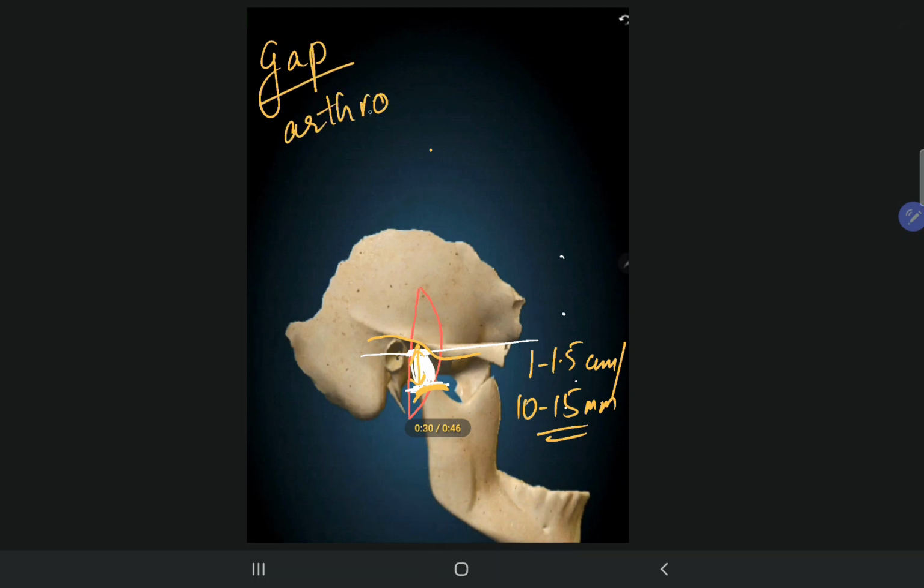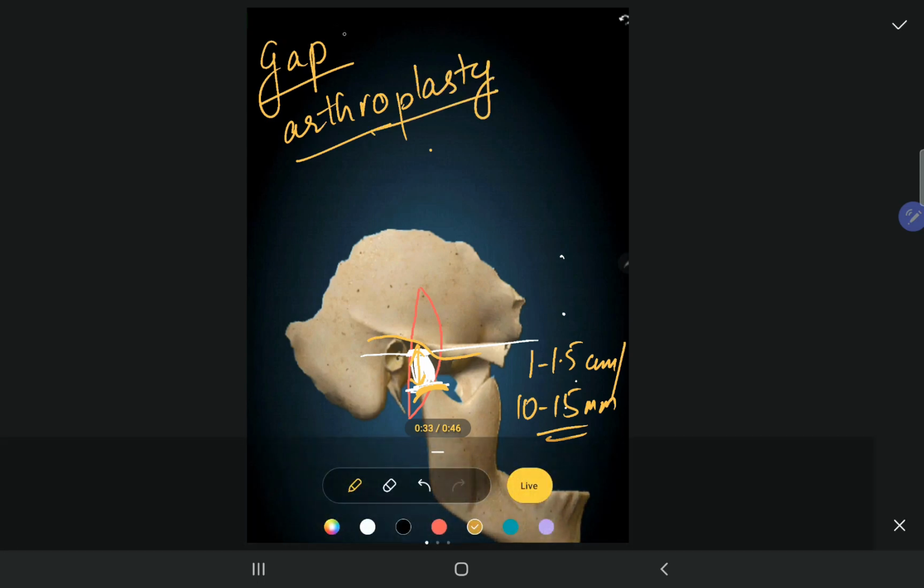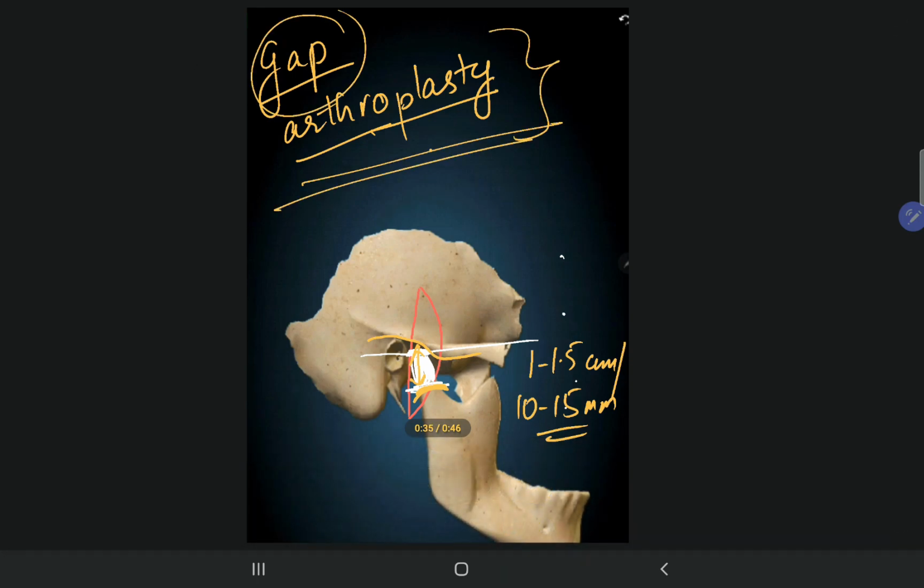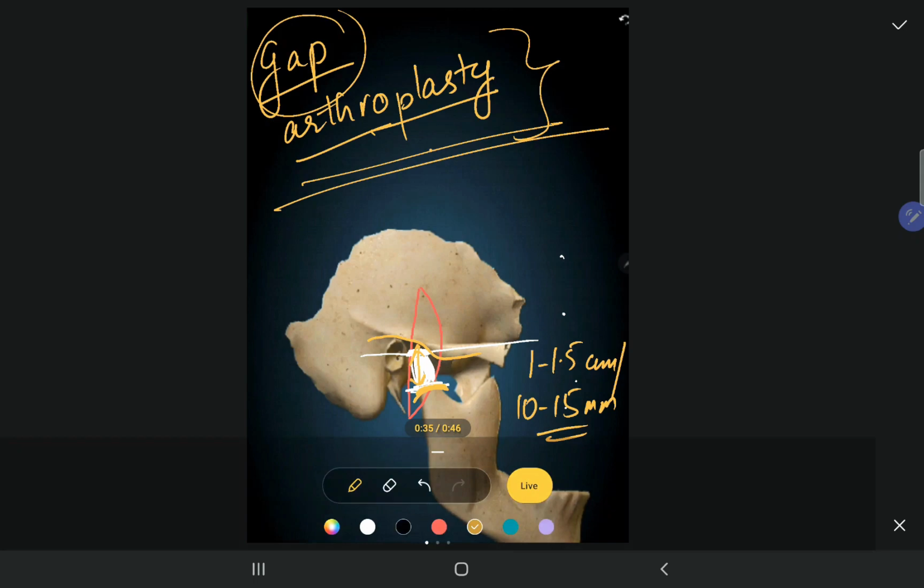See, arthro means joint, plasty means reshaping the joint. How are you reshaping the joint? By creating a gap. So, that procedure is known as gap arthroplasty. Whenever you hear of gap arthroplasty, arthro means joint. You do not have to use your brains. You can look at the word and analyze that we are talking about the temporomandibular joint. We are reshaping the temporomandibular joint.